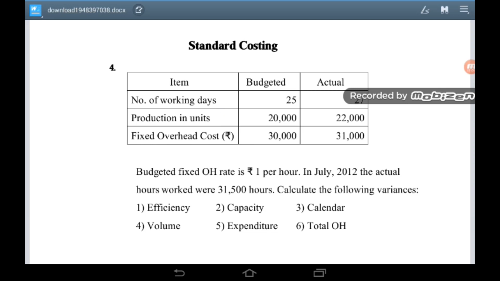Number of working days budgeted 25, actual 27. Production in units 20,000, 22,000. Fixed overhead rupees 30,000 budgeted and actual fixed overhead is 31,000. Budgeted fixed overhead rate is rupee 1 per hour. In July 2012, the actual hours worked were 31,500 hours. Calculate the following variances: efficiency, capacity, calendar, volume, expenditure and total overhead variance.